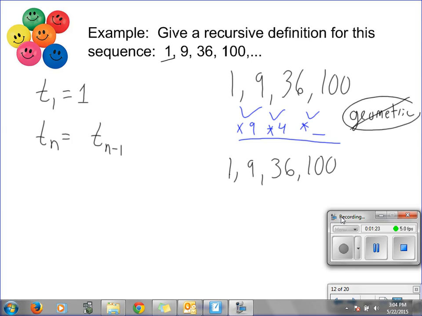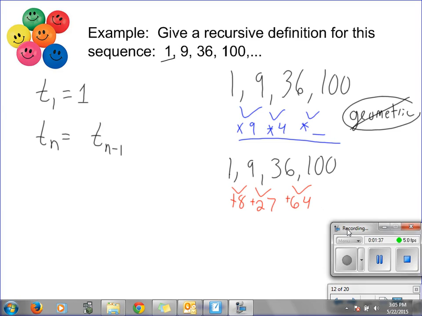Looking at the differences here, we're getting a difference of 8, a difference of 27, a difference of 64. That's how much we're adding. Unfortunately, there is still not a common difference, so this is also not going to be an arithmetic sequence. So we've kind of struck out on both of those. After that, it's up to you to think about old information, things you know from previous classes, what you know about sequences, etc.